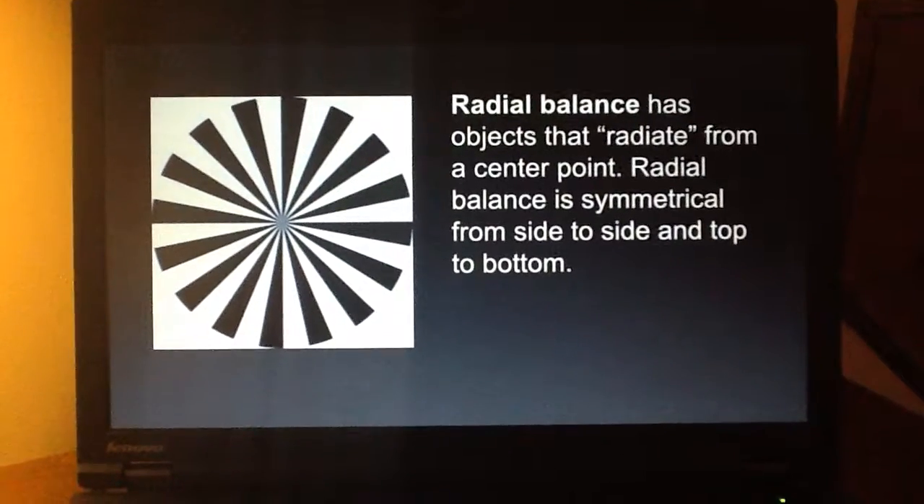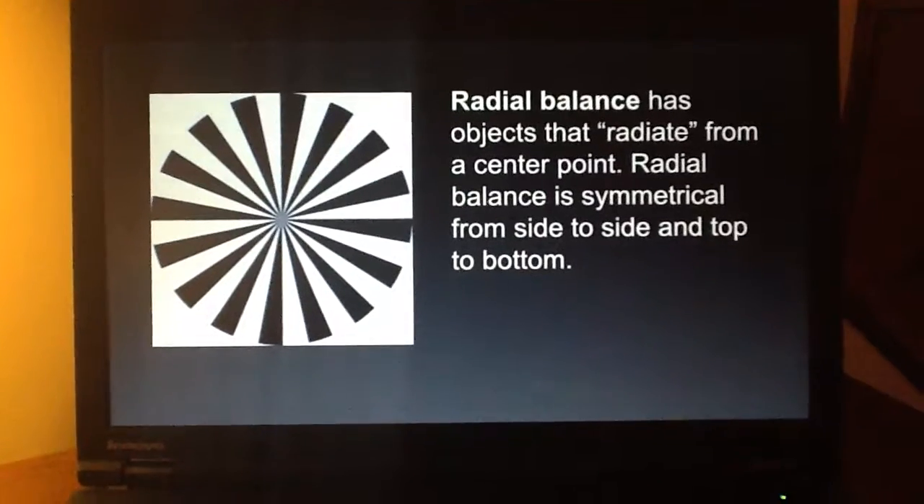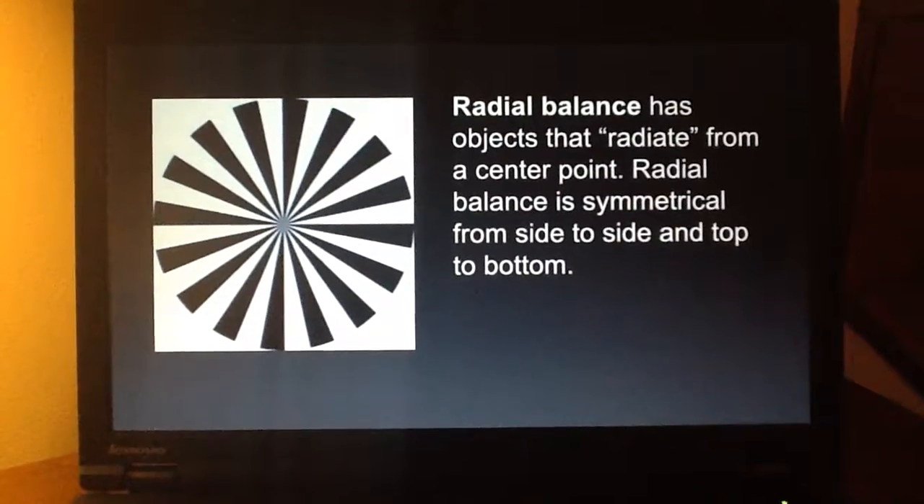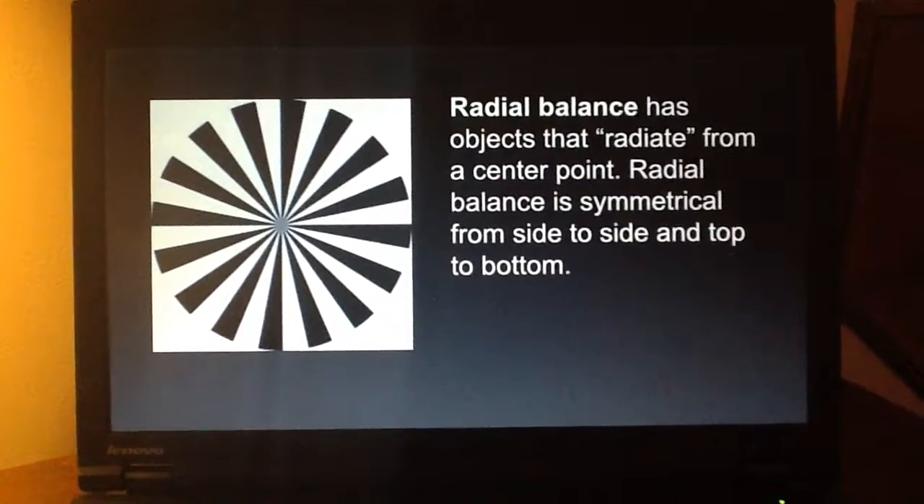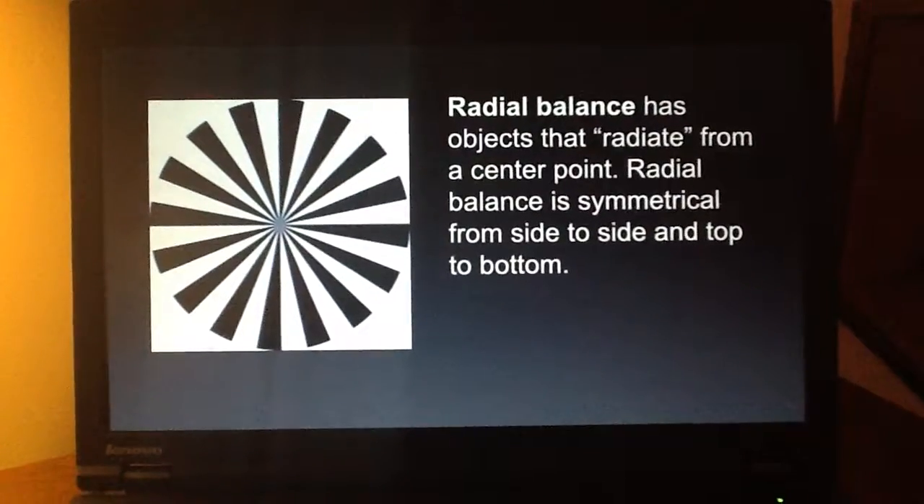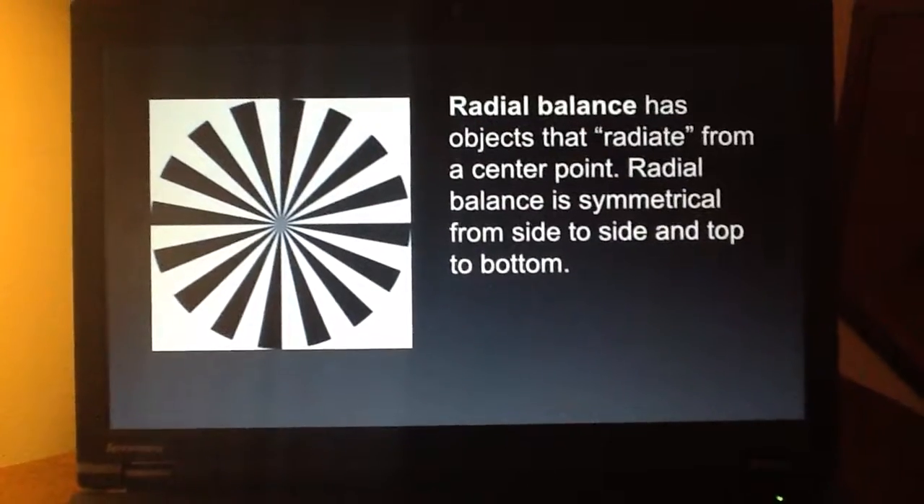Finally, there is radial balance. Radial, you can think of the word radiate or heat, comes from the sun. So radial balance has objects that radiate in a circular shape around a center point. It is considered symmetrical, and it is normally symmetrical from top to bottom as well as side to side.